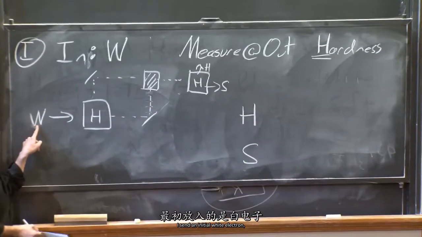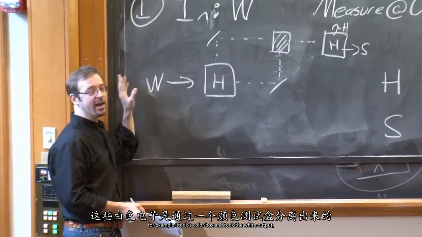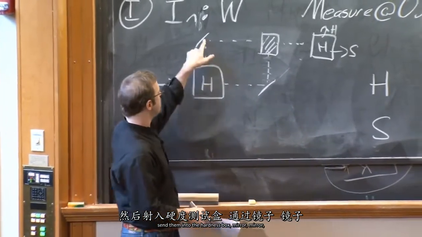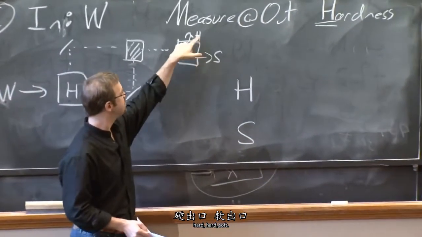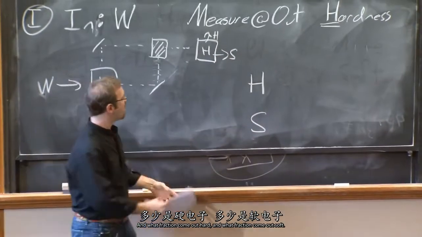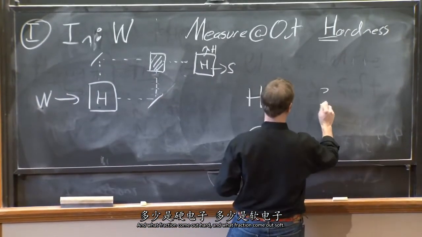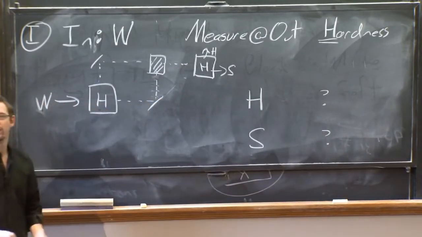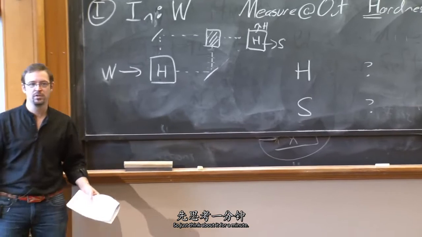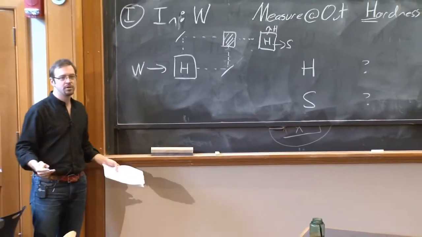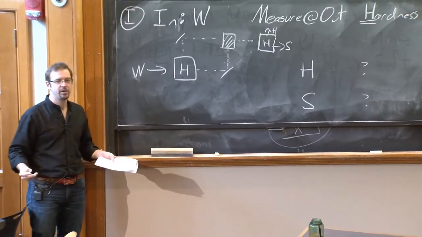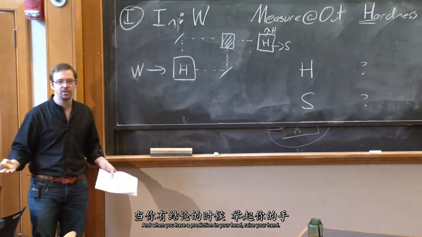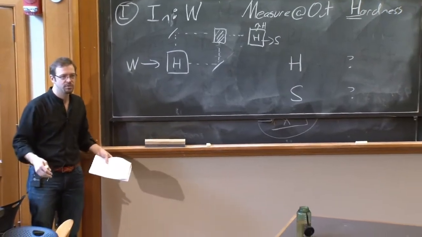I send an initial white electron. For example, I took a color box and took the white output, and send them into the hardness box. Mirror, mirror, hard, hard, soft. What fraction come out hard, and what fraction come out soft? Just think about it for a minute. When you have a prediction in your head, raise your hand.